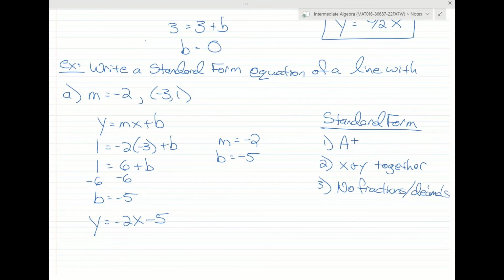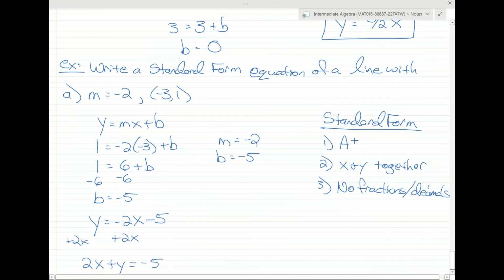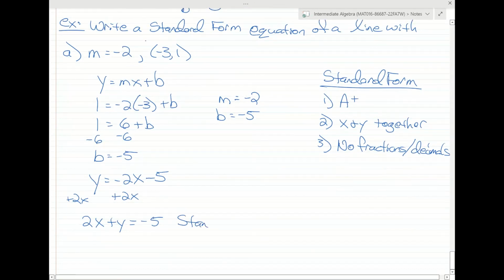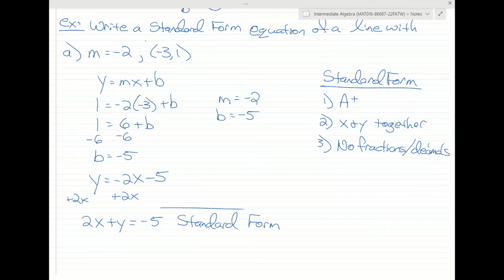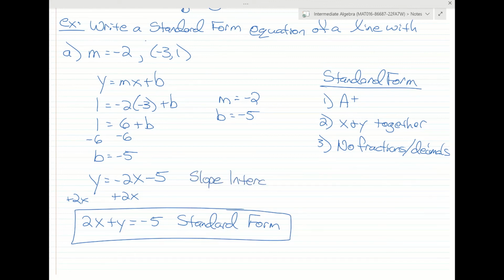So let's get the x and y on the same side. We get 2x plus y equals -5. This is standard form, that's what we wanted. This would have been slope-intercept form. We don't really use point-slope form. That's not really something that we use.